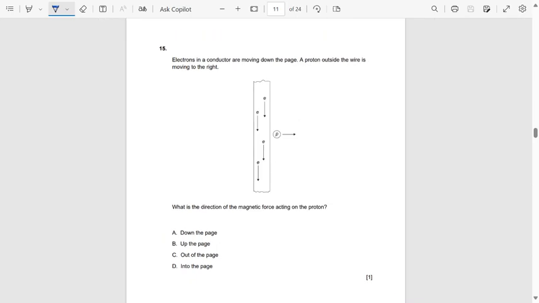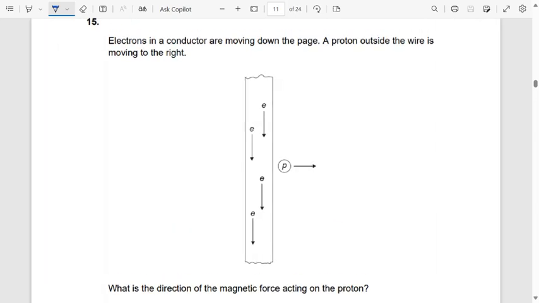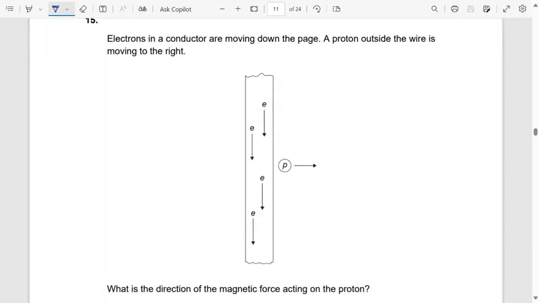This one I could really do with you seeing my hands because I'm going to do the right-hand thumb rule and Fleming's left-hand rule, but I'll try and explain it as best I can. Electrons in a conductor are moving down the page. A proton outside the wire is moving to the right. What is the direction of the force acting on the proton?